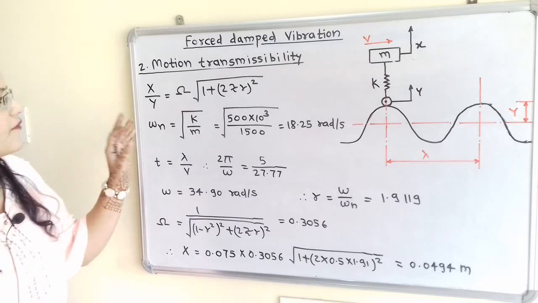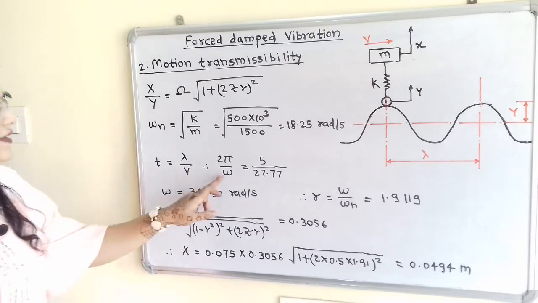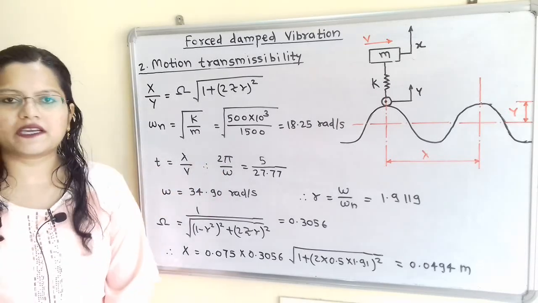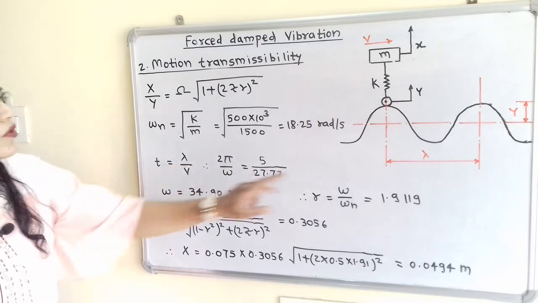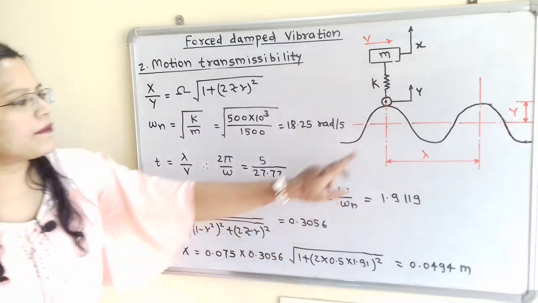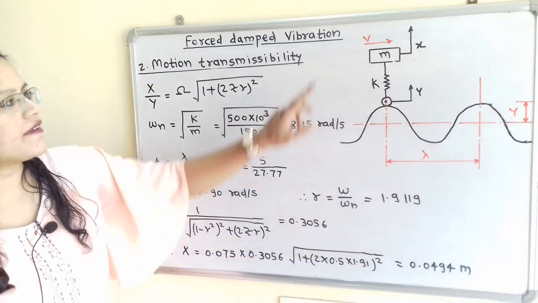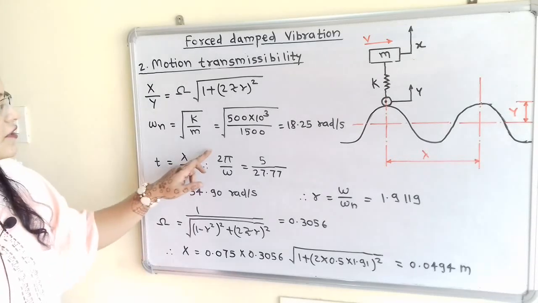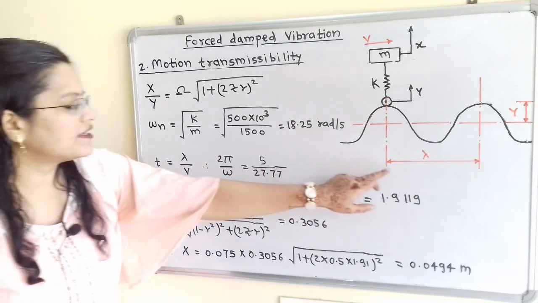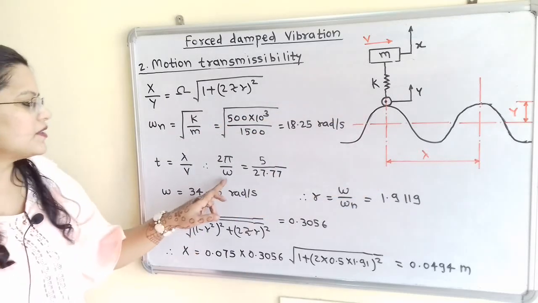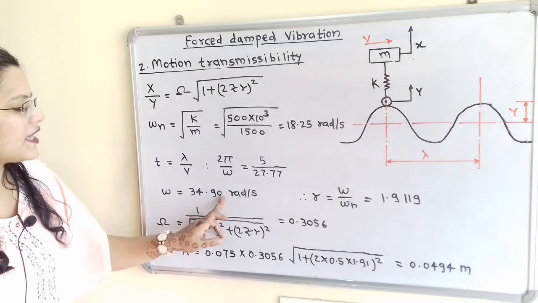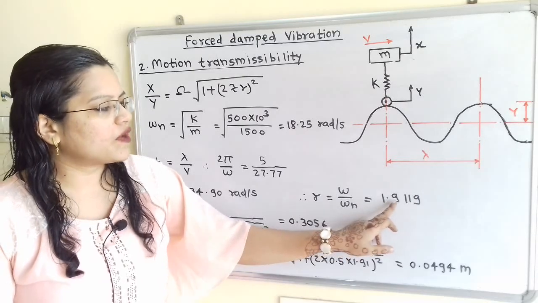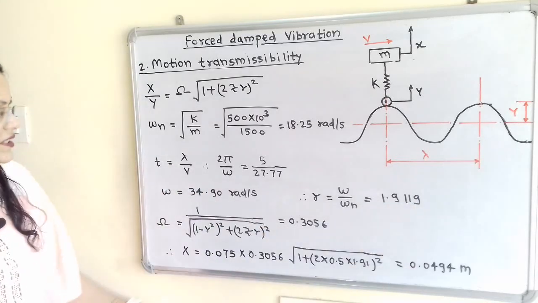Now we will find the value of omega. How do we find this omega? We know that 2 pi by omega is nothing but the time period T, and this T is equal to lambda by v. Lambda is the wavelength, which is mentioned in the question, and v, the velocity, is also mentioned in the question. So we write 2 pi by omega is equal to 5 divided by 27.77. So omega is equal to 34.90 radians per second. So r is equal to omega by omega n, which is equal to 1.9119. So this is the value of r.